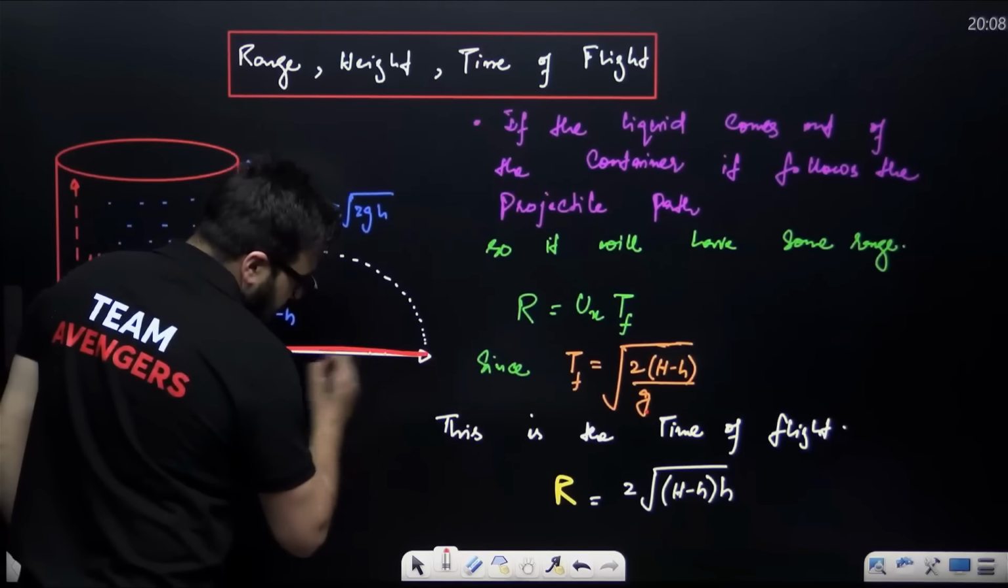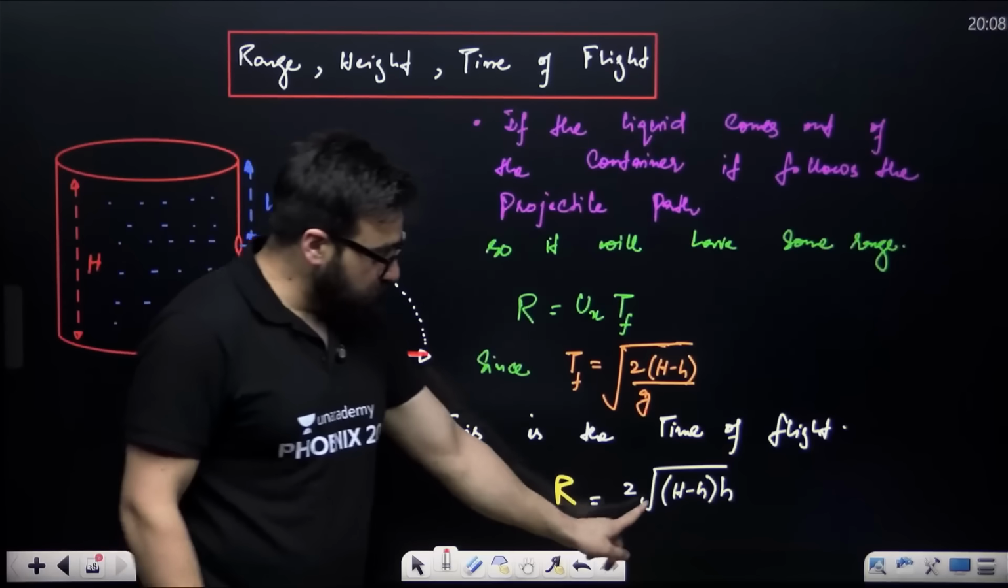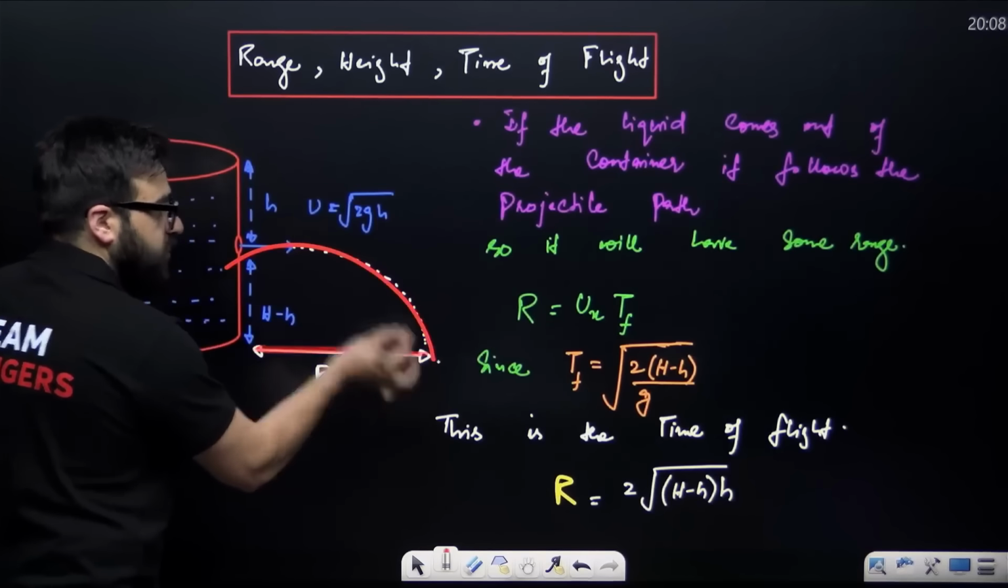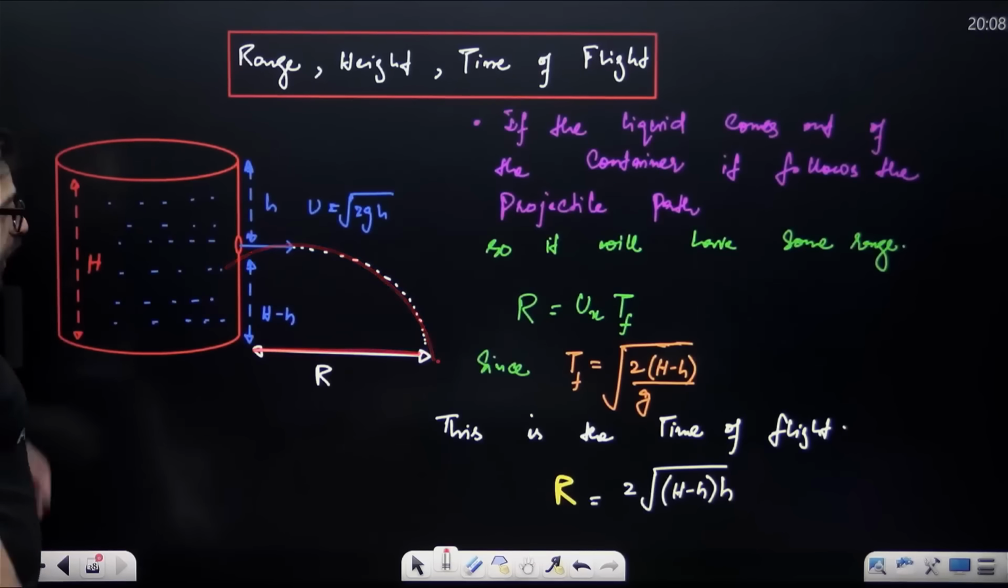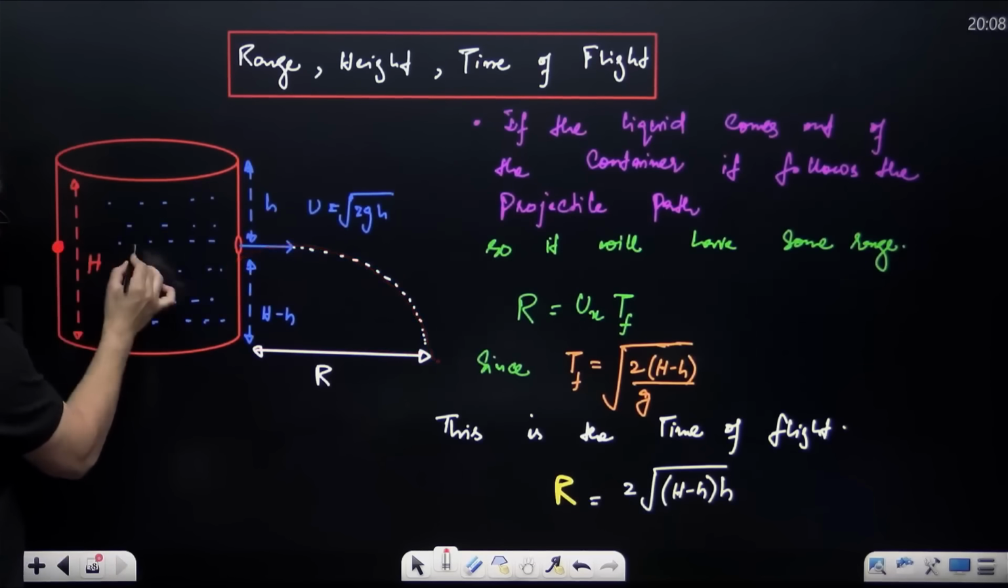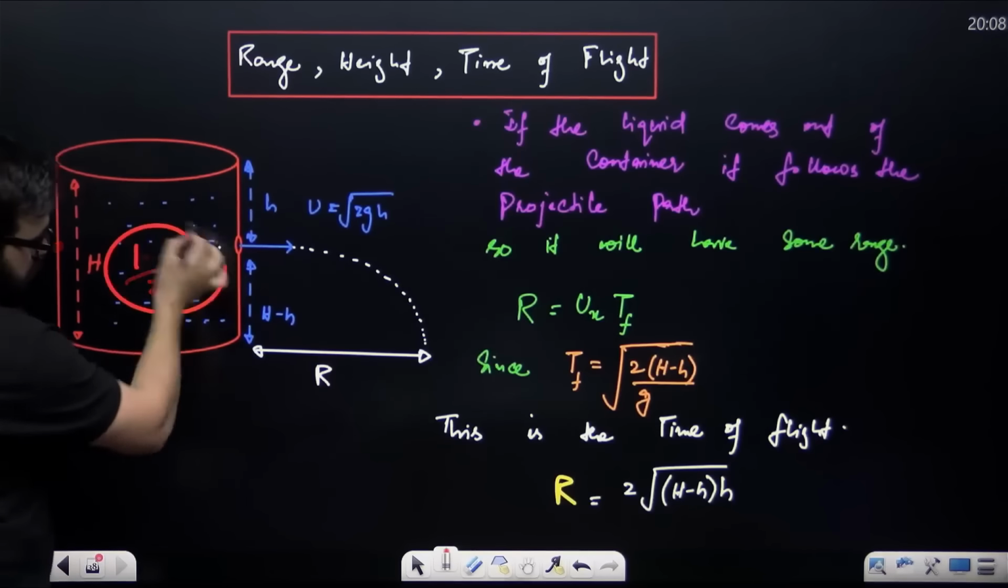And the range over here is 2 into root of h into (H minus h). Range means how far this liquid can go. And one more important thing, when is the range going to be maximum? The range will be maximum at h equal to H divided by 2. This is also an important point.